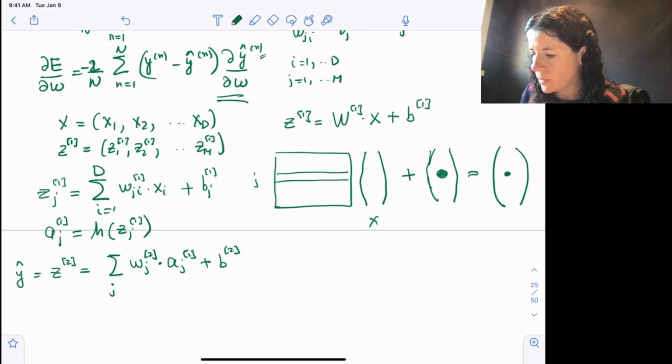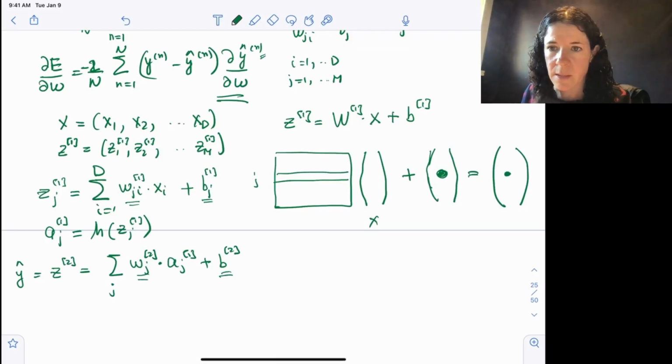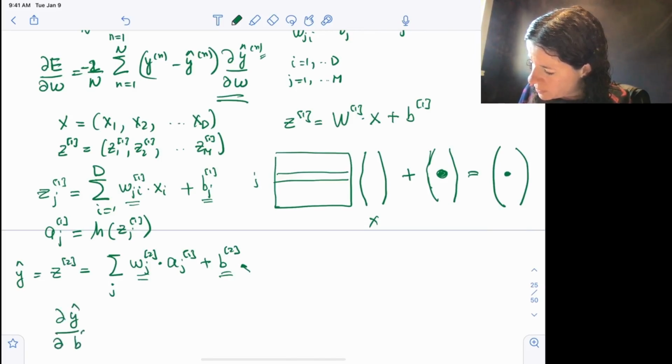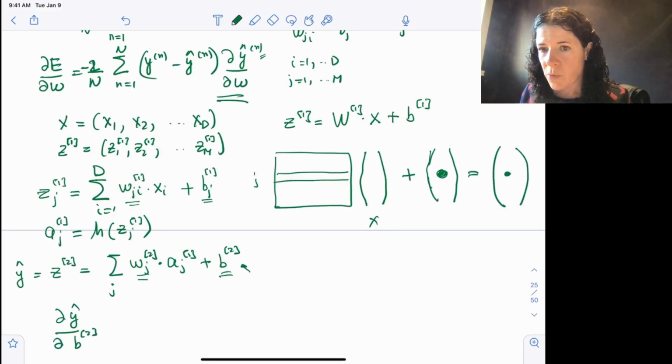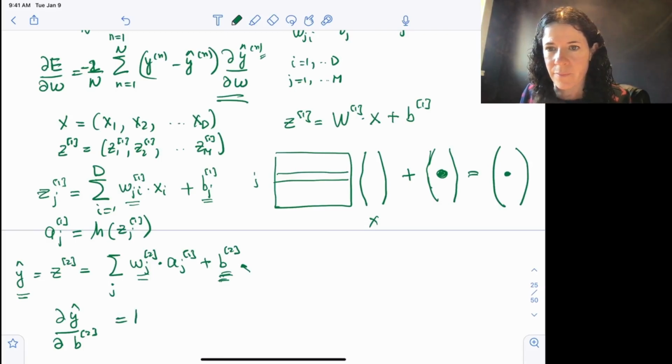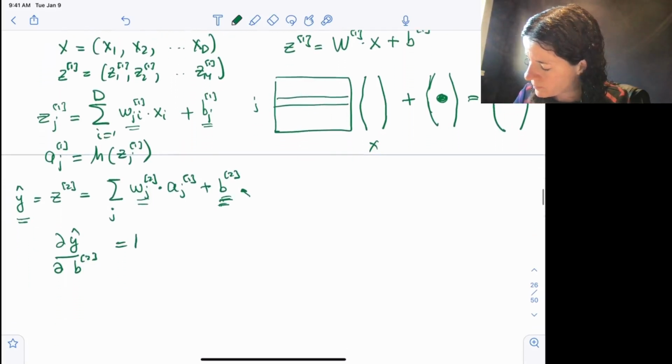We have to figure out the derivatives with respect to these guys and these guys and these guys here and these guys here. So we have to figure out the derivative with respect to all of them. The simplest one seems to be this one here, right? So we have to figure out d y hat over d b2. But that's quite simple, because if you look at this equation here, you realize that this is equal to 1. Agree with me? Okay, that one was easy.